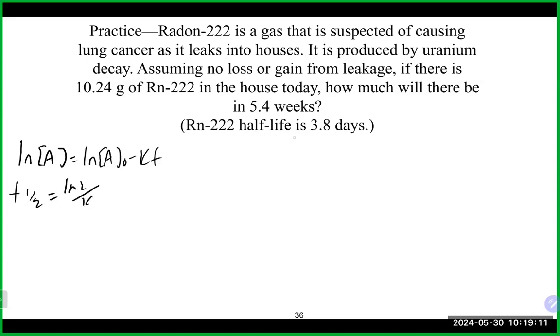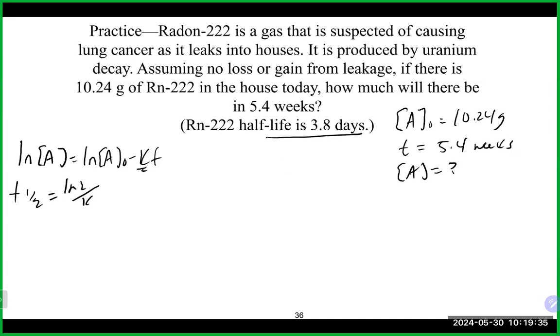And again, let's see what we got here. We got an initial 10.24 grams. We want to know how much will be in there after 5.4 weeks. And again, we are missing the decay constant, so we do have the half-life here of 3.8 days. Now, just looking at our units of time here, we do have one in days and one in weeks. So we do need to do a conversion.